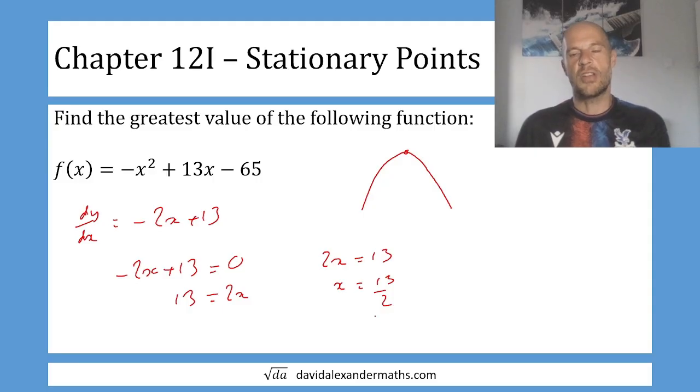So the greatest value is generated when we input 13 over 2, and the greatest value is what happens when we input 13 over 2 into our function. So it's the y value. So 13 over 2: minus the answer squared, plus 13 times the answer, take away 65, and it is negative 91 over 4. So this is the greatest value of that function, and it's a negative one as well.